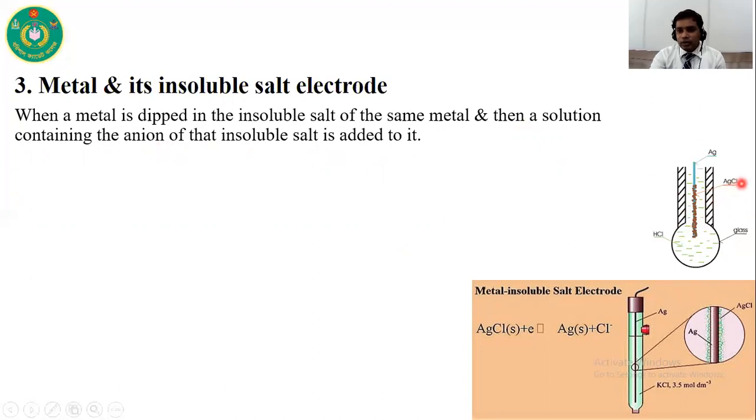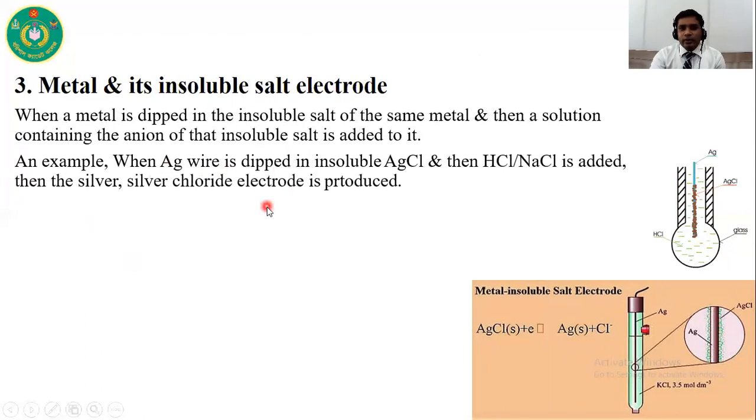The anion of this salt is chloride, and a chloride salt solution is hydrochloric acid. We can use hydrochloric acid, which is soluble in water. So I repeat, when silver is immersed in silver chloride, which is insoluble in water, and the anion of the salt, that means chloride, is supplied as hydrochloric acid, which is soluble in water, we get a metal and its insoluble salt electrode.